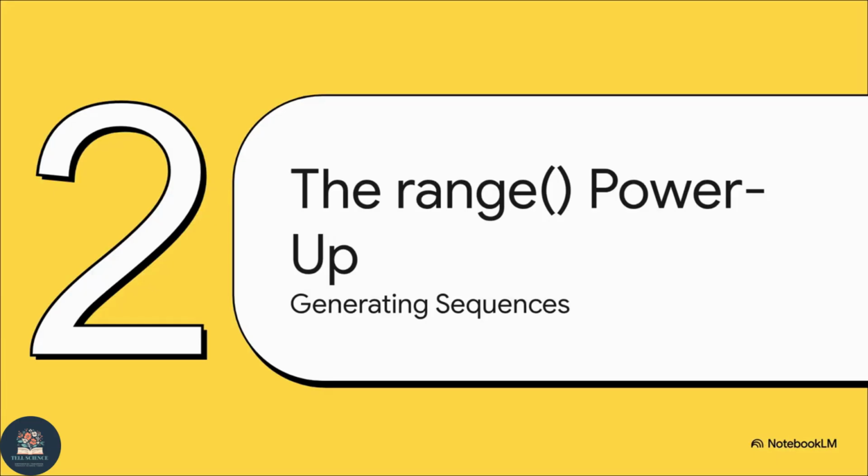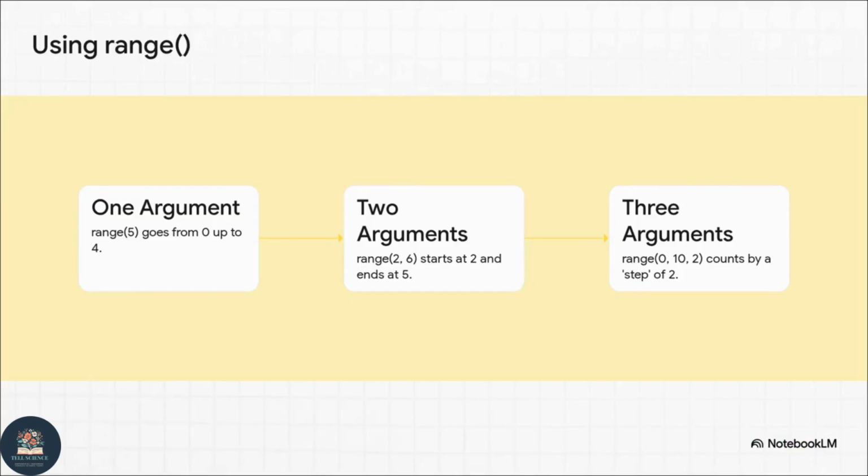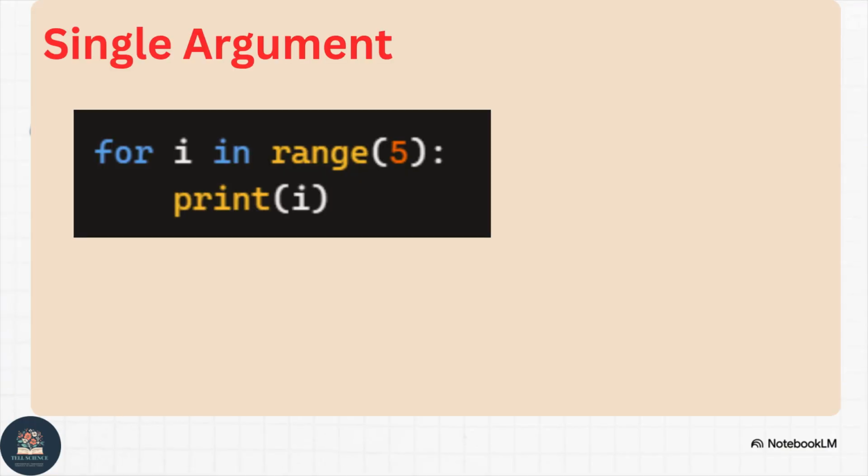Now, let's give our loop a little superpower. Let's talk about the range function. This is going to be your new best friend anytime you need to run some code a very specific number of times. And what's cool is that you can use range in 3 different ways, depending on just how much control you need. You can give it 1, 2, or even 3 arguments. Let's start with just one argument. If you tell range a single number, like 5, it creates a sequence for you that starts at 0, and here's the key part. It stops just before it gets to that number. So range(5) gives you the numbers 0, 1, 2, 3, and 4.